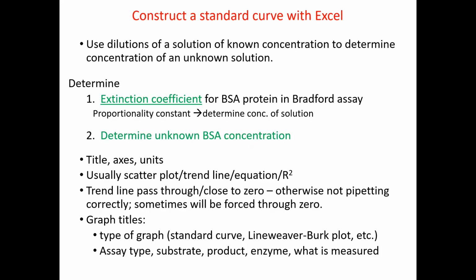Graph title is one of the hardest things. Think of the type of graph, standard curve. It's pretty straightforward. You might be doing something like determining an extinction coefficient. Also, a Lineweaver-Burk plot. If you say Lineweaver-Burk, I know that there's an assay type, substrate, product, enzyme. You're measuring something in the spec. Positive y-intercept, negative x-intercept. And I care about Km and Vmax.